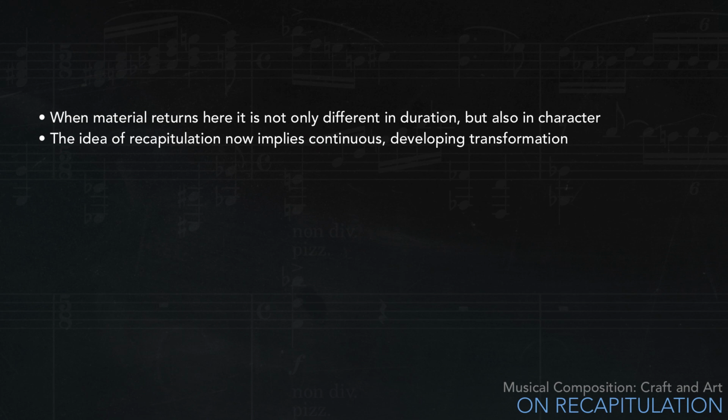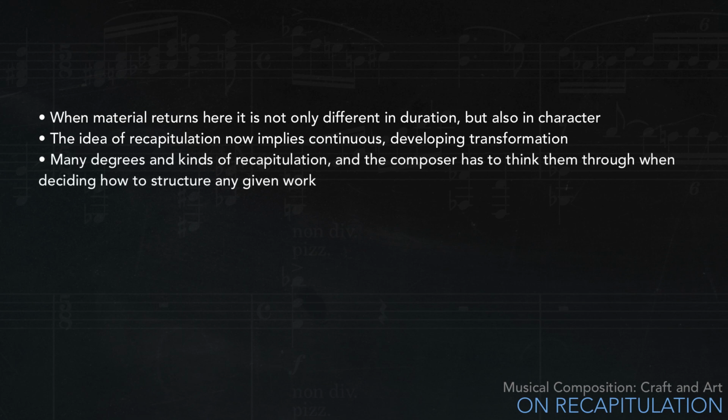As we said last time, the point of all this for the aspiring composer is to realize that there are many degrees and kinds of recapitulation, as the composer has to think them through when deciding how to structure a given work. It's very rare to have a large piece with no recapitulation at all, but deciding how much to recapitulate and whether to vary it or to prepare it differently, these are important formal questions to be dealt with.